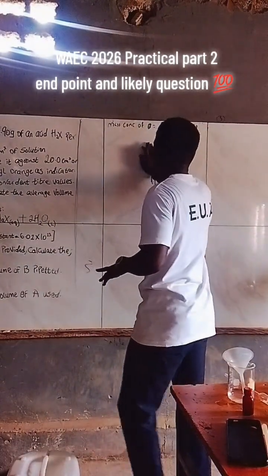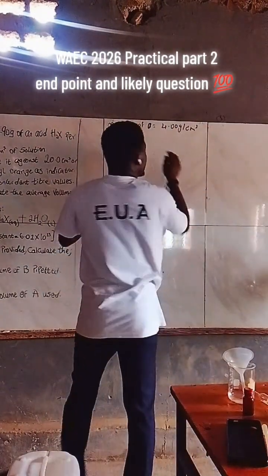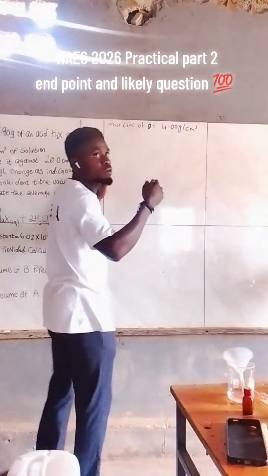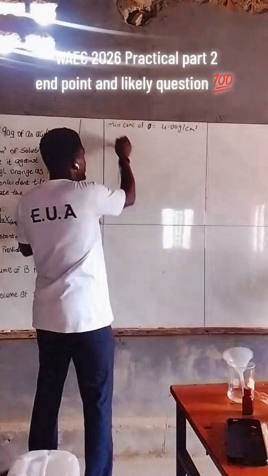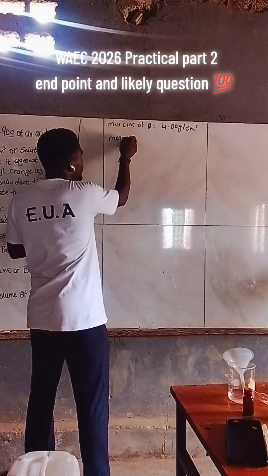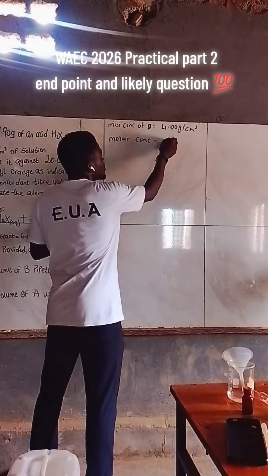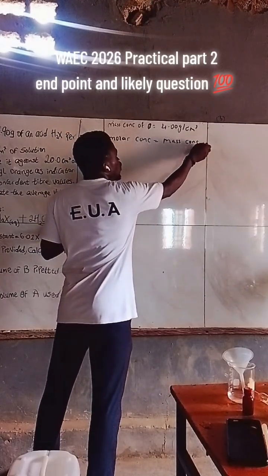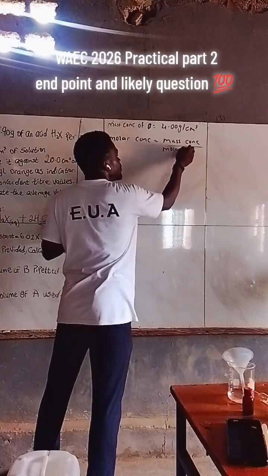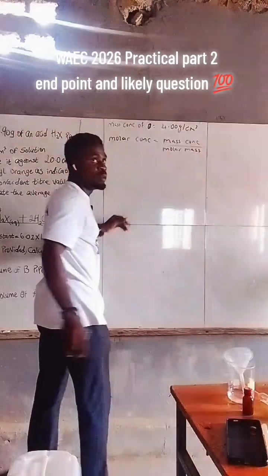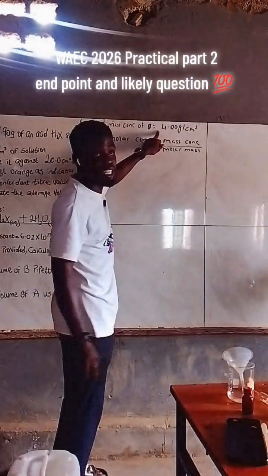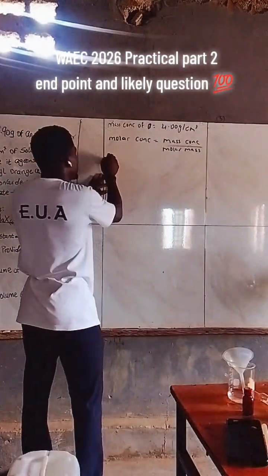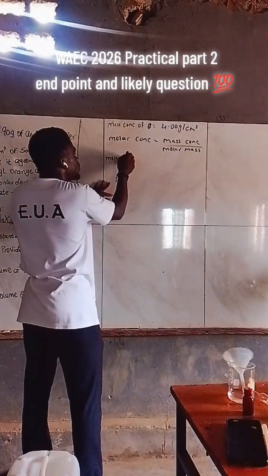Then, to find the molar concentration of something, what formula connects molar concentration, mass concentration and molar mass? Molar concentration is equal to mass concentration over molar mass. I'm looking for the molar concentration, so I need the molar mass of the base, NaOH. So let's find the molar mass.